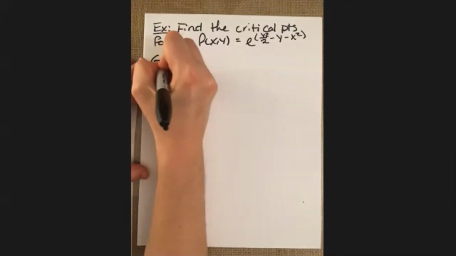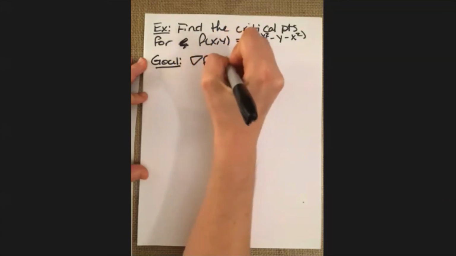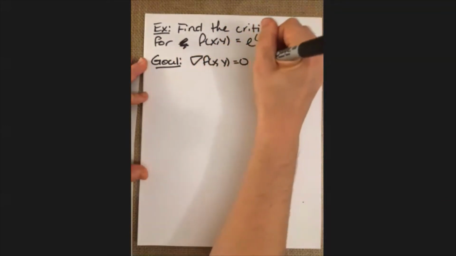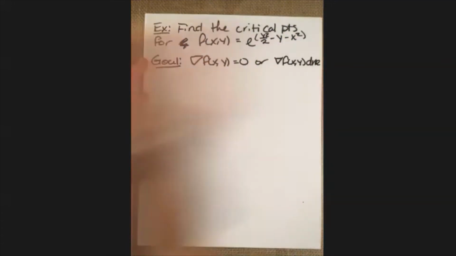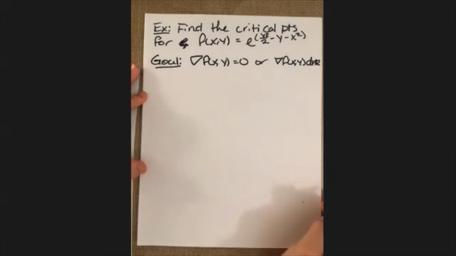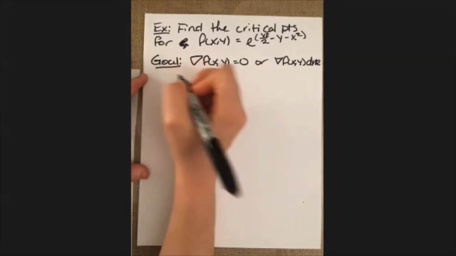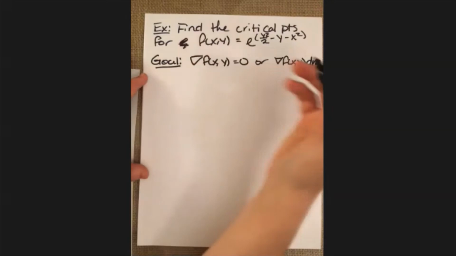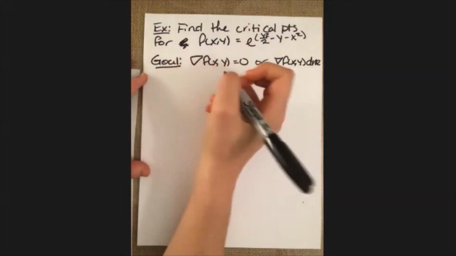So we have to figure out where the gradient is equal to 0 or where the gradient does not exist. Either way. So let's go ahead and start with figuring out where the gradient's equal to 0. This means we have to find the partial derivative with respect to x, the partial derivative with respect to y, set them equal to 0, and solve for x and y.